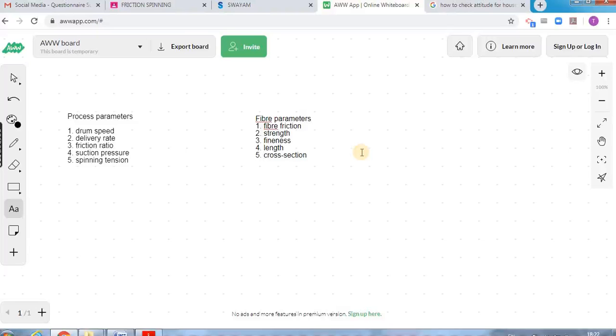Yarn character wise, only strength is very low. Other properties are comparable with the rotor and ring. Right? So this is the overview: what the process and fiber parameters are, and how the yarn structure compares to ring and rotor.